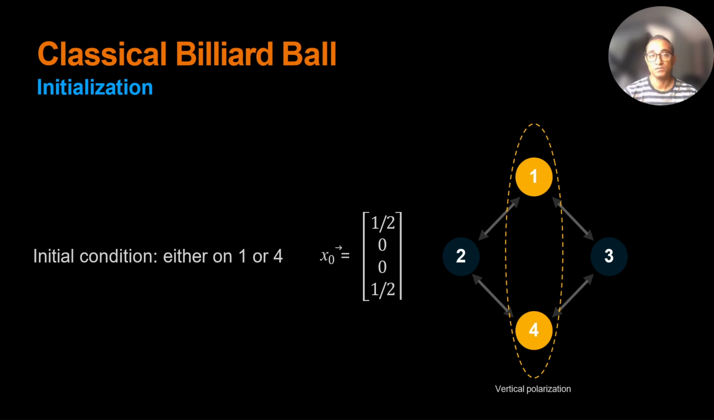Now, let's assume that we start with this initial condition where we have the balls in a vertical polarized state, that is, in the edges 1 and 4, and the probability, as we have indicated before, of finding it in any one of these edges is 1/2. This is represented by the initial vector notation where you see half and half at the position 1 and 4, while 0 at all other edges.